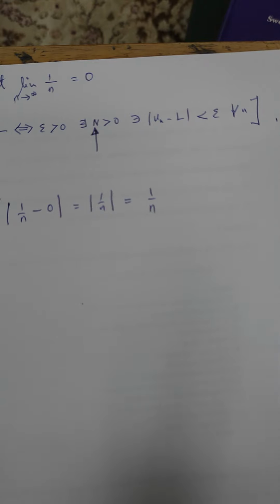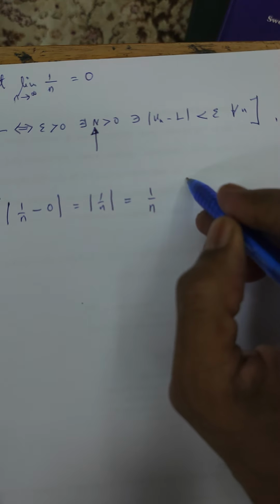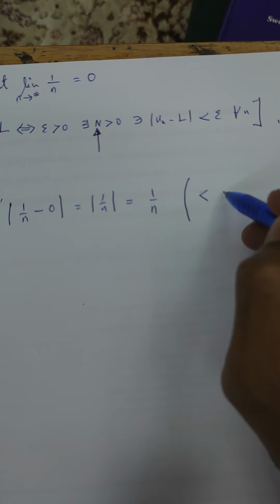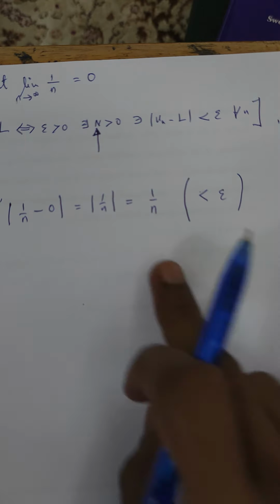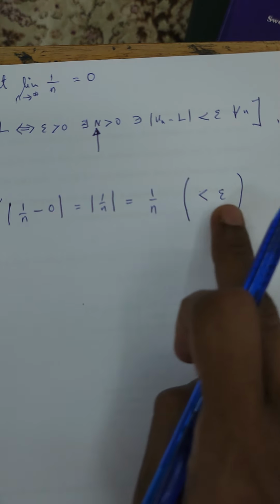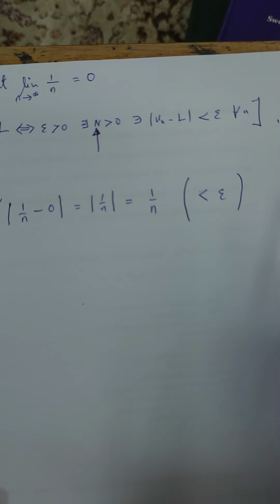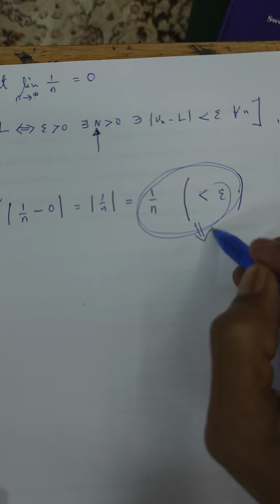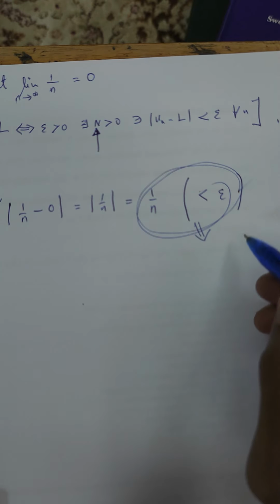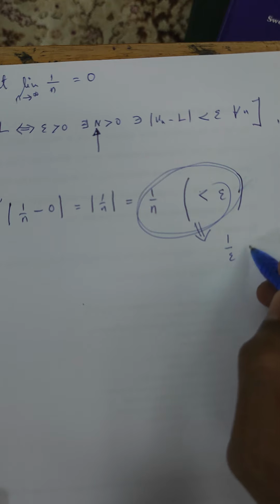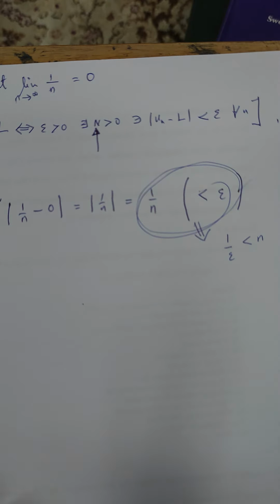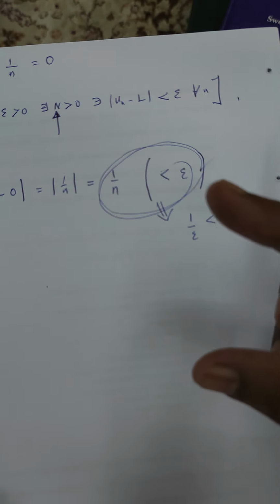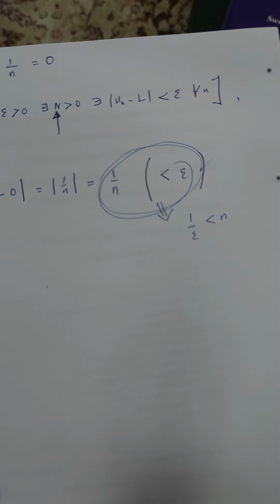So what choice of n here? Remember, what we want is that this part here is less than epsilon. How to get that less than epsilon? In order to have this, you can basically just cross multiply, so we have 1 over epsilon is greater than n. This is not part of the solution, but just to show you how to find those n.